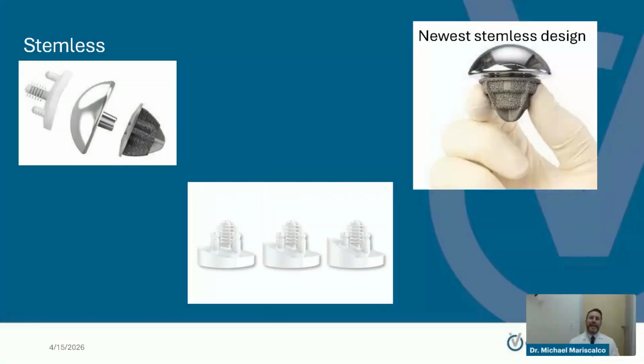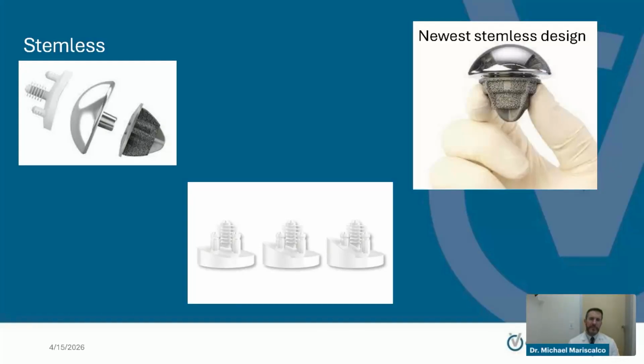So different designs of these replacements, some of these newer options are going stemless, which essentially, on the humeral side, removes the stem feature for the actual implant. So instead of relying on the stem, you're relying on a much smaller housing, I guess, if you will, to hold the head in position on the humerus.